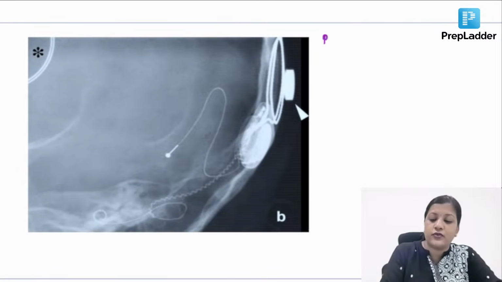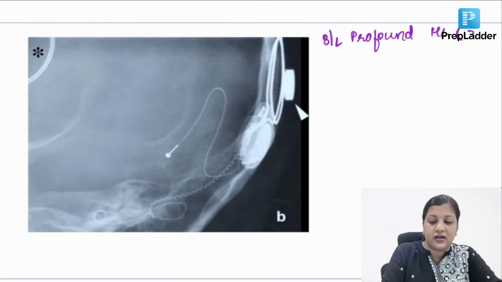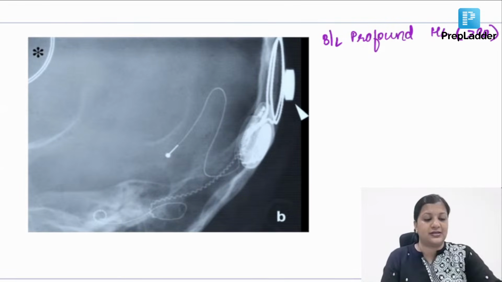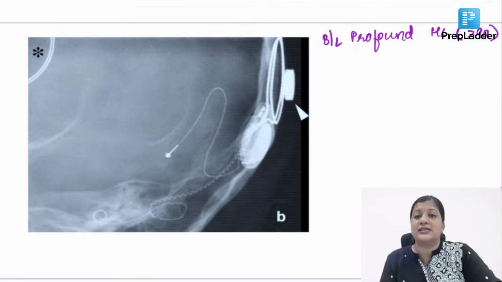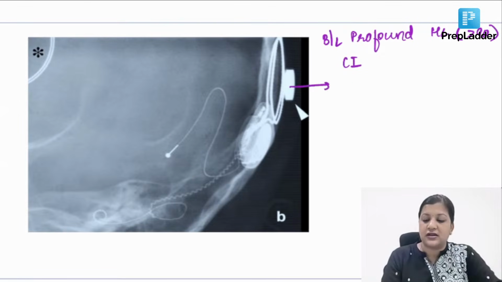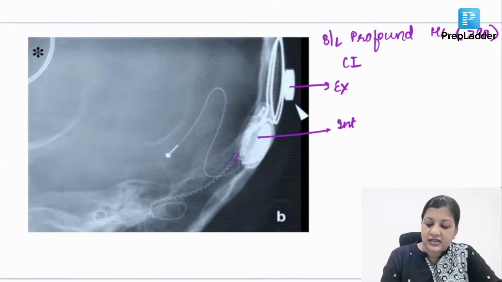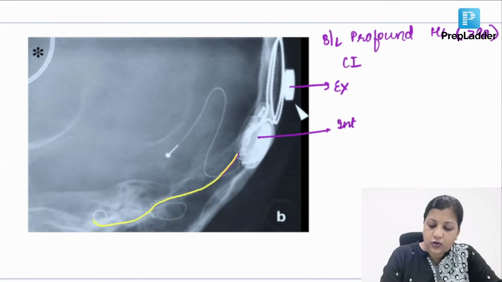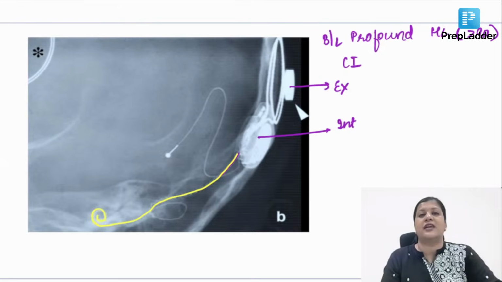It is done for children who have bilateral profound hearing loss, meaning more than 90 decibels. In those patients, we do this. Yes, very good, Javed. It's a modified Stenver's view, and this is done for patients who have bilateral profound hearing loss. We call this a cochlear implant. This cochlear implant surgery has two components. This is an external component, and this is an internal receiver. From the internal receiver, we have an electrode array. This electrode array goes into the cochlea, and you can see that it makes turns inside the cochlea.